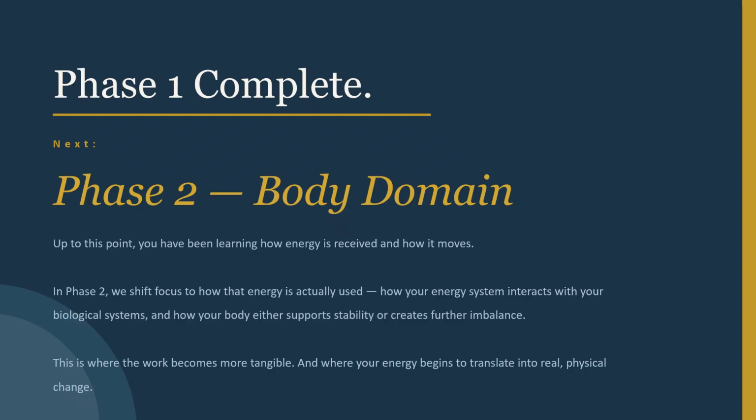Now, once you have completed the 7 steps of conscious energy and your 21 practices, we will move into the next phase of the program, which is the body domain. Up to this point, you've been learning how energy is received and how it moves. In phase 2, we shift focus to something just as important: how that energy is actually used. You'll begin to understand how your energy system interacts with your biological systems and how your body either supports stability or creates further imbalance. From there, we'll begin training the body directly so it can properly support, stabilize, and express aligned energy. This is where the work becomes more tangible and where your energy begins to translate into real physical change.